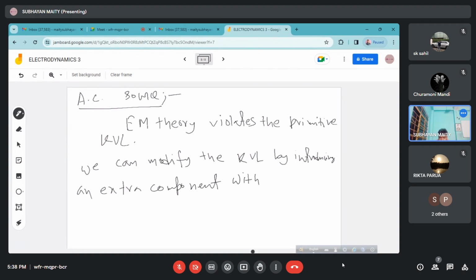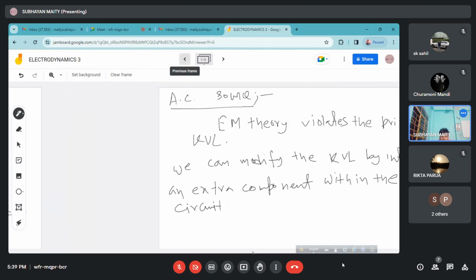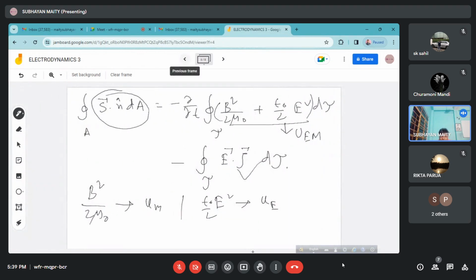Within the circuit, this extra component is due to S, the flux of S. So we have to introduce some extra component within the circuit. What type of component will it be? Will it be a capacitive component, an inductor, or a resistance-like component? In order to find that, we have to go back to the primitive expression.